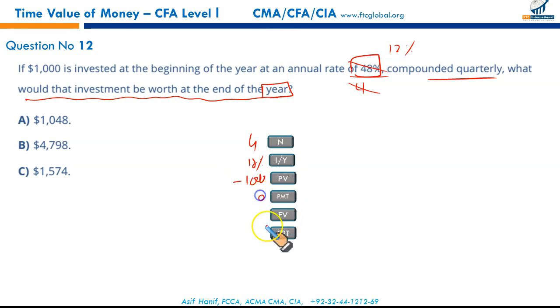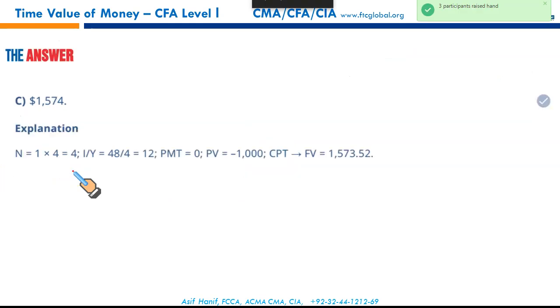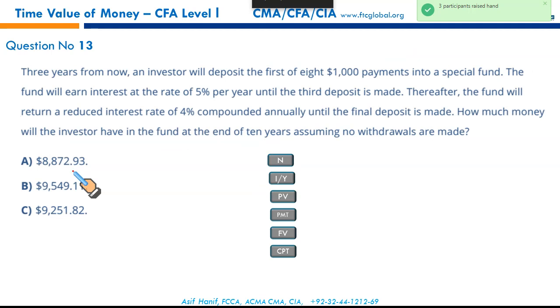There is no regular recurring payment. You just plug in these numbers. N is 4, 12% I/Y, negative 1,000 PV, PMT 0. Simply press CPT future value. You should get your result C. I'm sure you people are following and you're getting the results. MashaAllah, all of you have got it correctly. That is C. All right, next.